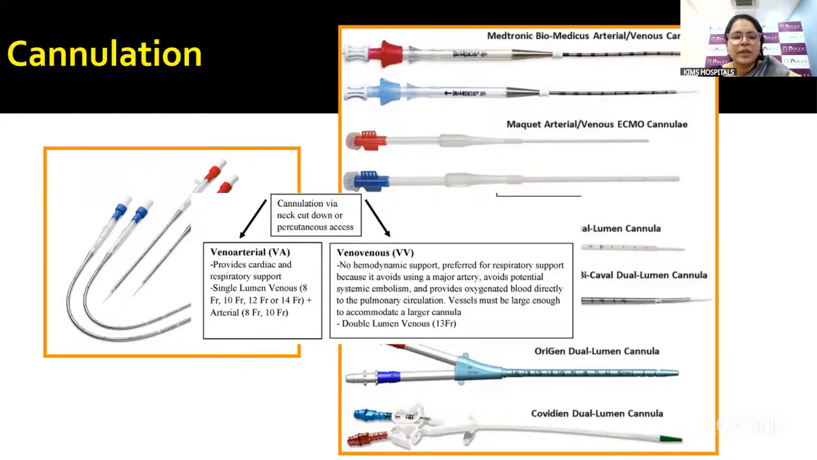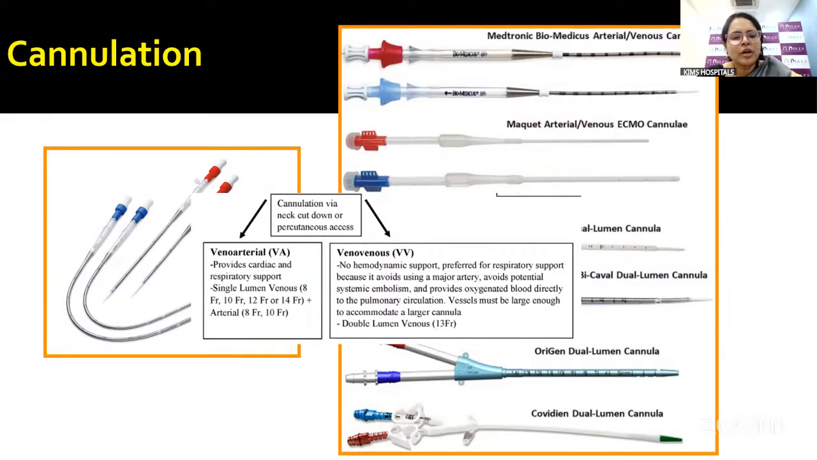Cannulation is usually done via neck cut down, or less commonly by percutaneous access. Ultrasound guided cannulation can also be done in bigger children. In newborns, it is usually done by a neck cut down by the cardiothoracic surgeon. And in post-op, post-cardiac surgery cases, ECMO can be done via the central route, where, as we discussed, the cannula can be placed in the right atrium and the aorta by the surgeon intraoperatively.